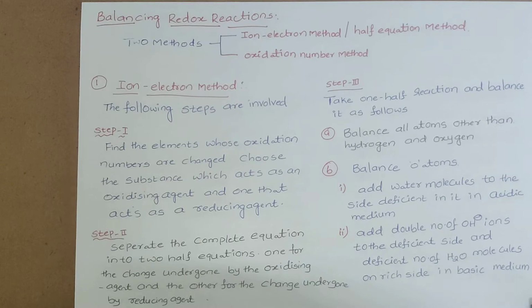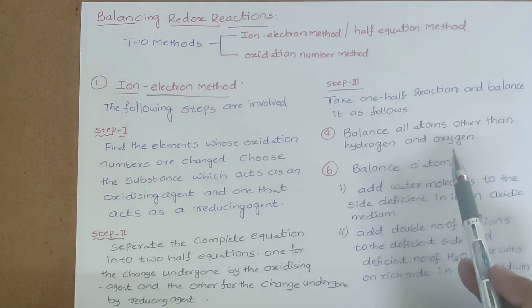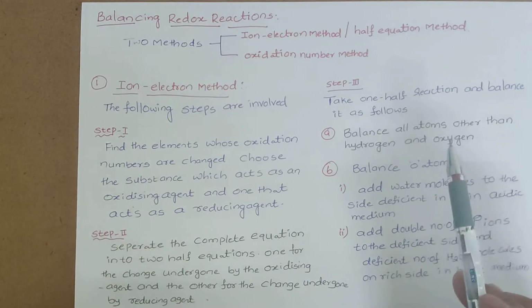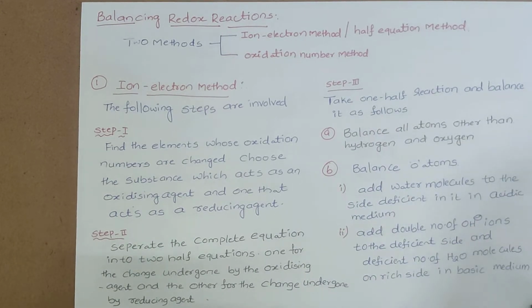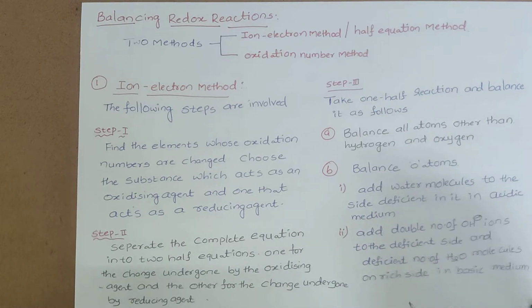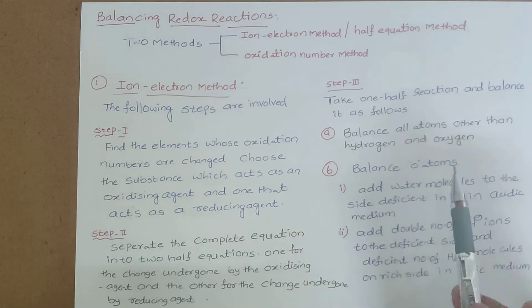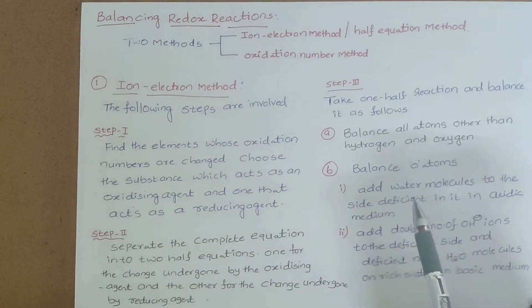Let us take one half reaction and balance it as follows. First we need to balance all atoms other than hydrogen and oxygen. For example, if the left hand side has 5 sodium atoms, the right hand side should also be balanced with 5 sodium atoms. If only one is there, you need to multiply by 5. We balance all atoms except which ones? Hydrogen and oxygen.